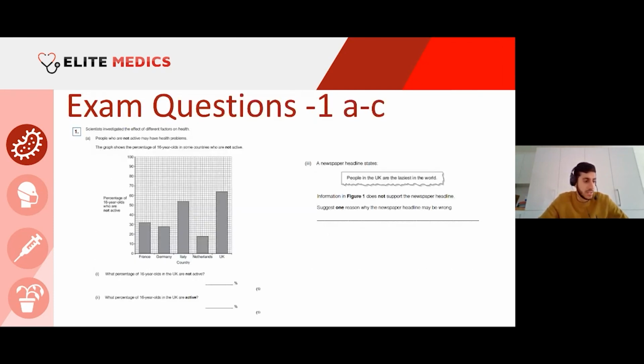So let's do some questions just to restart our knowledge. Often we like to do that in these questions. The scientists have investigated the different factors on health. People who are not active may have health problems. The graph shows the percentage of 16-year-olds in some countries who are not active. So it shows a graph here. Graph questions are always very common in exams. They love data questions, so always be aware of it.